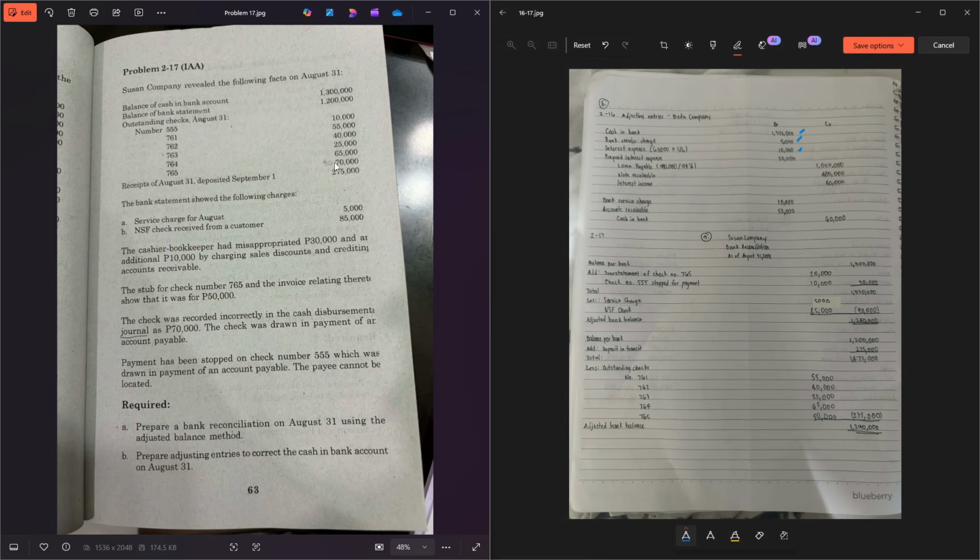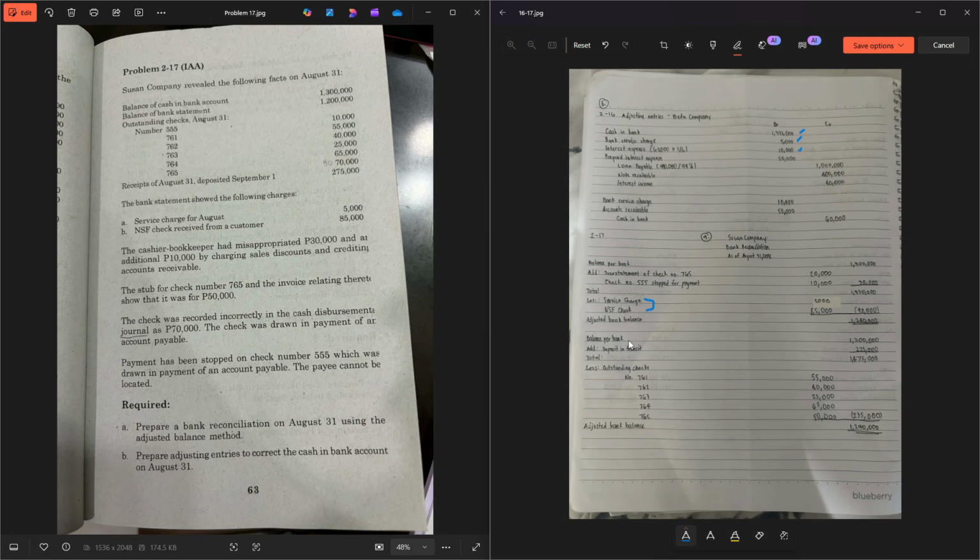Then, check number 555, stop for payment, 10,000. So, total nun is 30,000. You add that to that 1,300,000 to get 1,330,000. Then, you get your debit memos. So, ayan. Service charge of 5,000. NSF check of 85,000 in order to get 90,000, which you will subtract to your previous total. Then, the adjusted book balance will be 1,240,000.